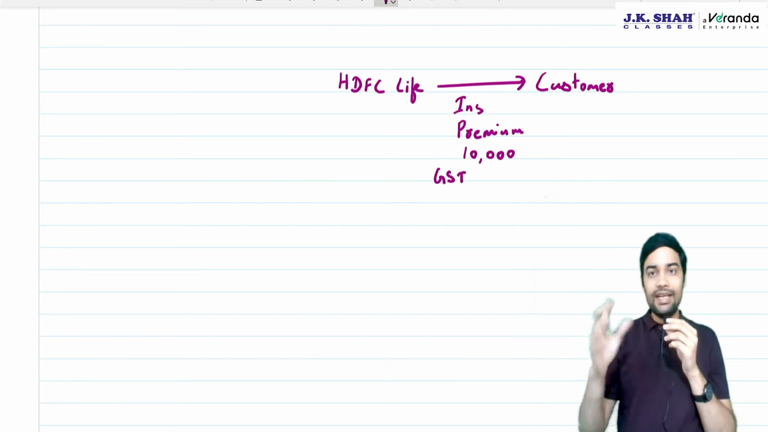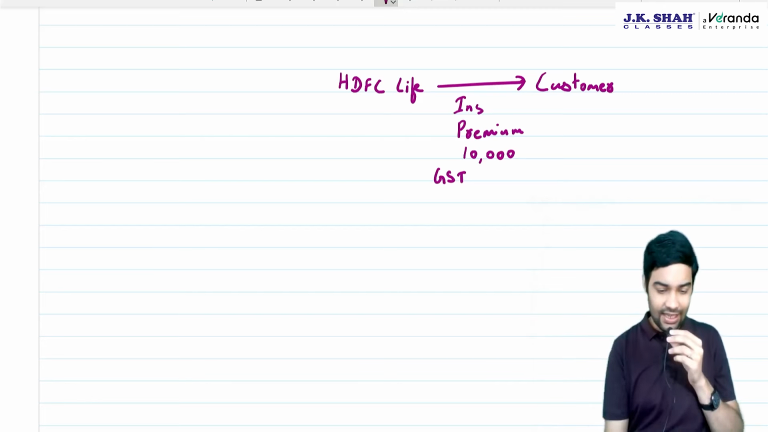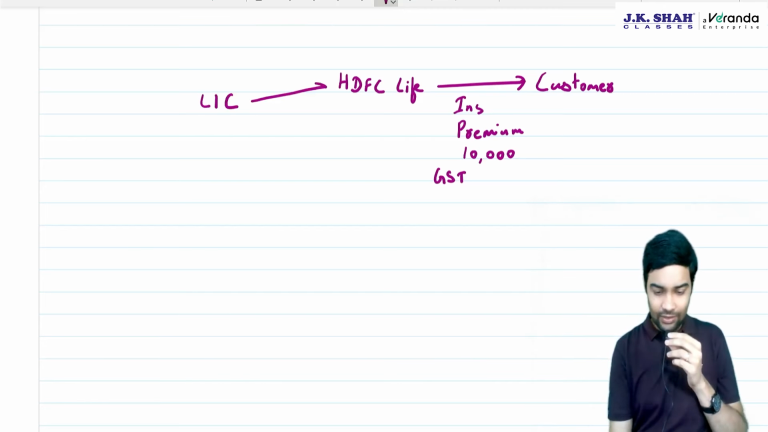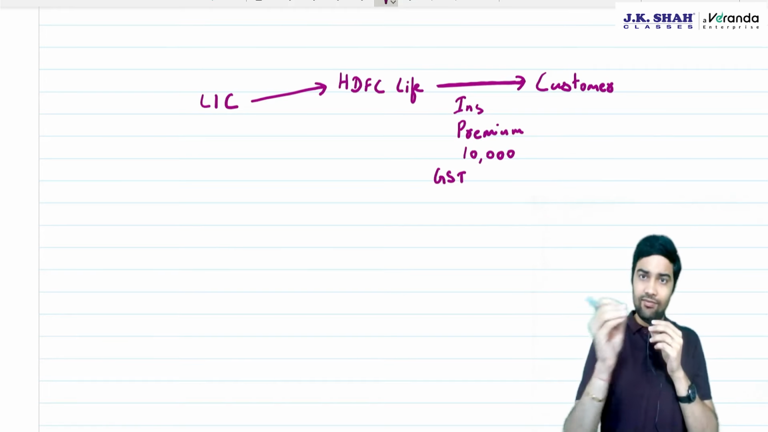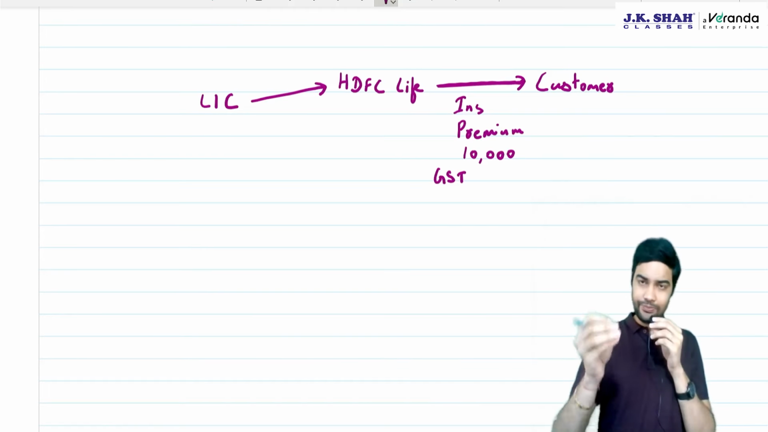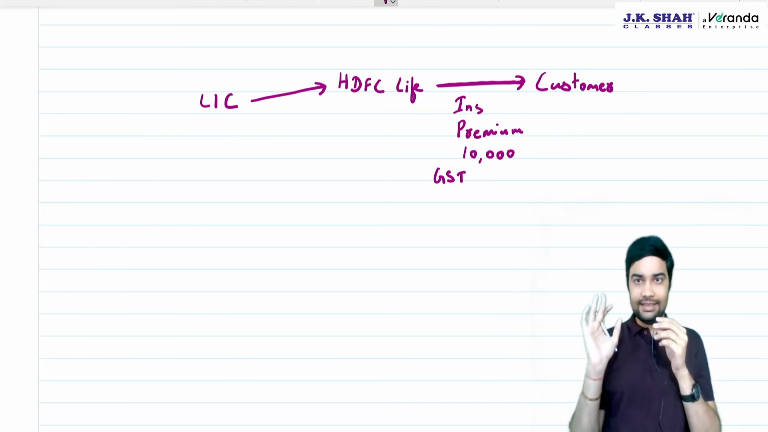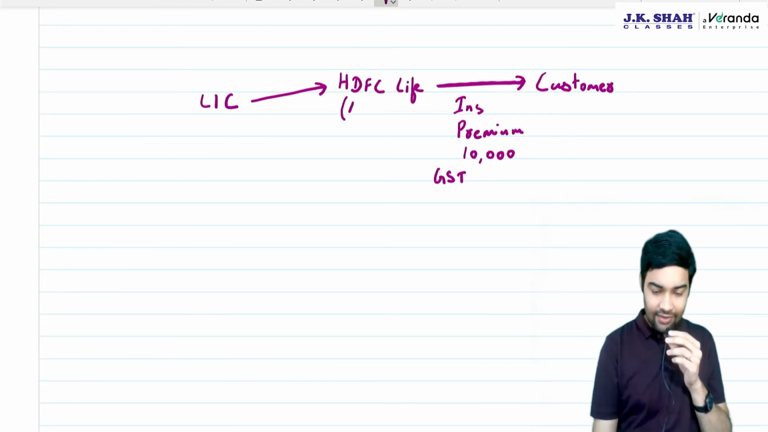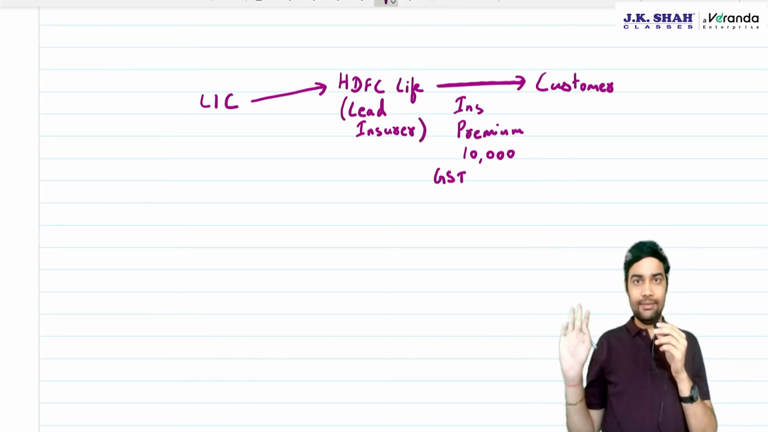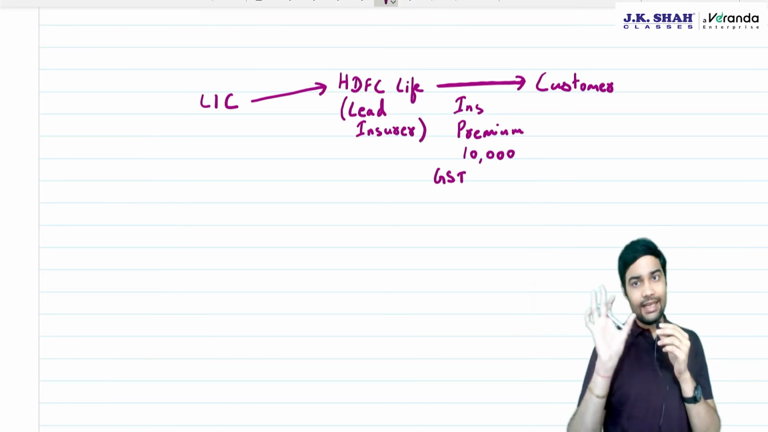Then there is a predefined agreement between HDFC Life and say suppose LIC that whatever is being sold here, 40% of this will be given to LIC, and if there is a claim arising, then 40% of the claim will have to be paid to the customer by LIC. Now, HDFC Life is called as the lead insurer because customer only knows the lead insurer. They don't know who is LIC. There is an agreement between LIC and HDFC.